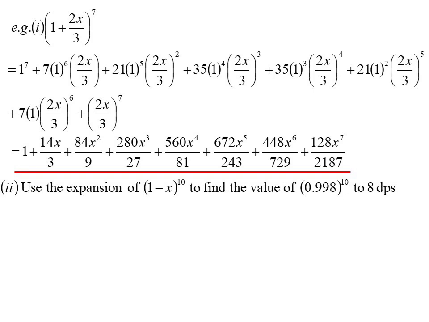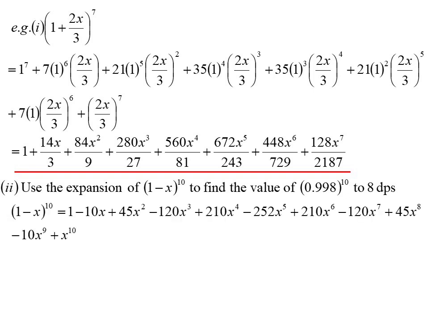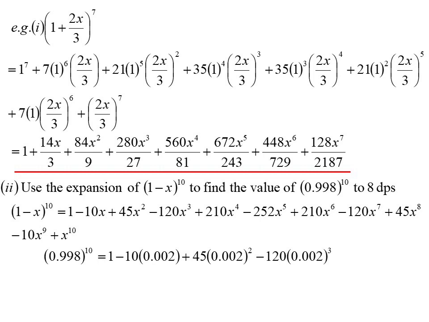Oh, no. But then you remember, hang on a sec, I can write 0.998 as 1 minus 0.002, and then I just substitute into the expansion to the power of 10. But because they only want it to 8 decimal places, I'll stop at cubed, because when I do 0.002 to the power of 4, well, expand that out to 8 decimal places, that's 0. And so every term after that's going to be 0. So I really only need to work these ones out.